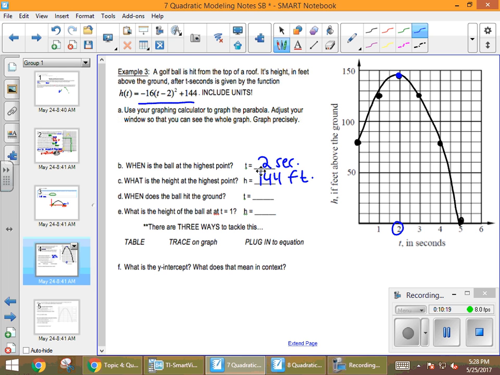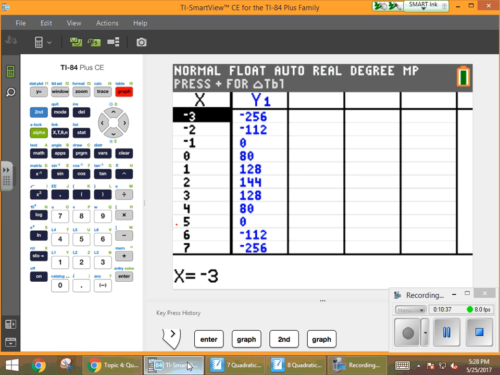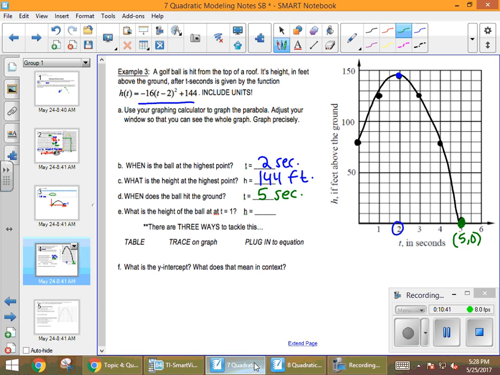When does the ball hit the ground? Well, you should have plotted the point here at 5, 0. That means after 5 seconds, the ball is going to hit the ground. Now, what's the height at t equals 1? All right, now it says there are 3 ways to tackle this. First is the table on your calculator. I can go to my table and identify that the height is 128 feet. Okay, so that's what I got.